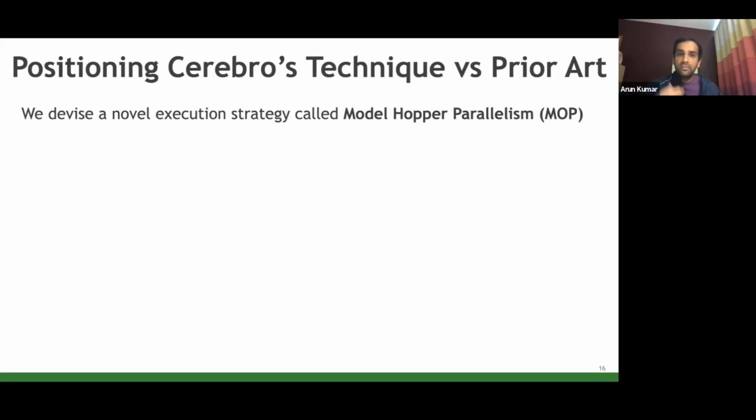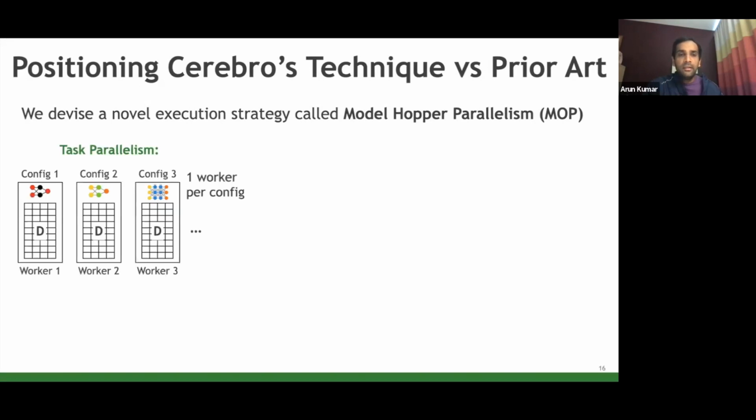We devised a novel execution strategy for this called model hyperparallelism. So what exactly is that? In the ML world, when you have multiple models to train, this is sort of what they do. It's called task parallelism. You have a cluster of machines, you take your training data, you copy it to every machine. So that's your data set T. And then you put one config on each worker. So you put a different config on each worker. Each one runs TensorFlow or PyTorch locally, and then they train the model independently in parallel.